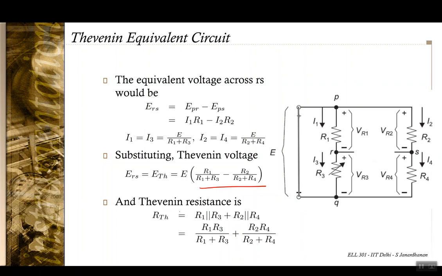And the Thevenin resistance is given by shorting the input terminals and opening up the galvanometer terminals, which would be R1 parallel R3 and R2 parallel R4, given by this expression now.